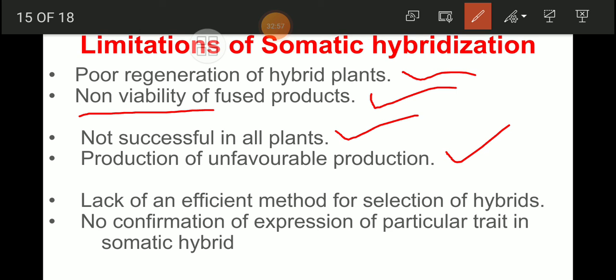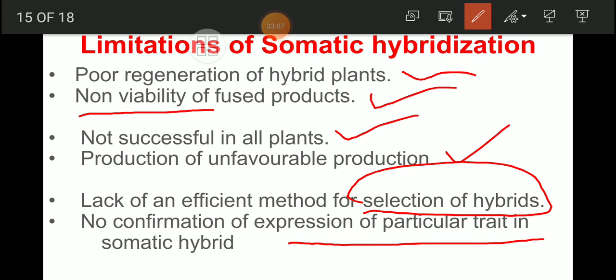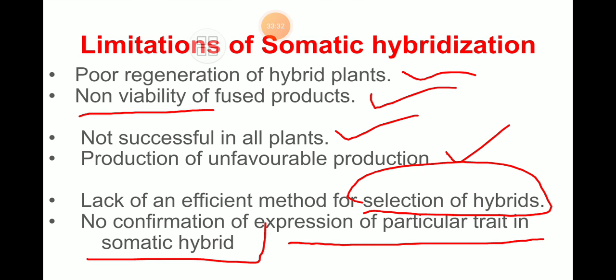Lack of efficient method for the selection of hybrids. There are very few methods which can be used for selection of proper hybrids. No confirmation of expression of a particular trait in a somatic hybrid. As already I have said, when we want to introduce a herbicide character into the somatic hybrid, there is no guarantee that it can express in the somatic hybrid whatever we have developed, isn't it? So some limitations are there.